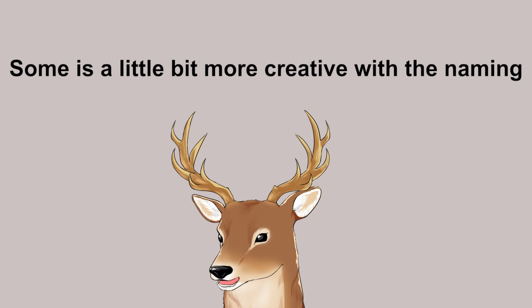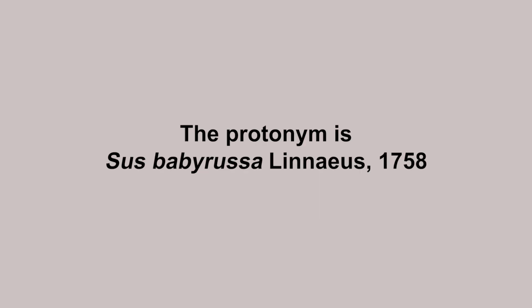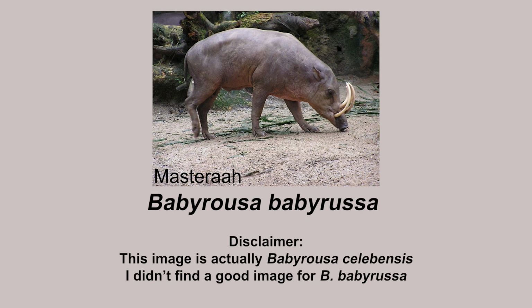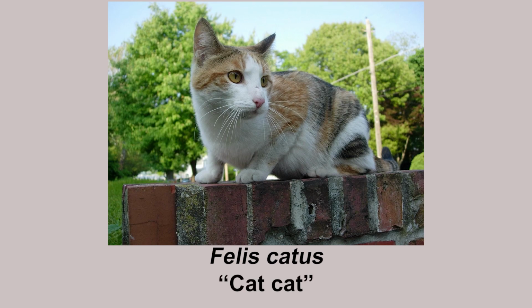Some scientists do a little wordplay to avoid exact repetition. For example, the babirusa. Babirusa is what the Indonesians call these animals. Its scientific name was Sus babyrussa before it was moved to its own genus. It is now called Babyrousa babyrussa, which is, I guess, a little bit more creative. Some consist of two words that literally have the same meaning. For example, Felis catus. Both words mean cat. So yeah, even more creative.